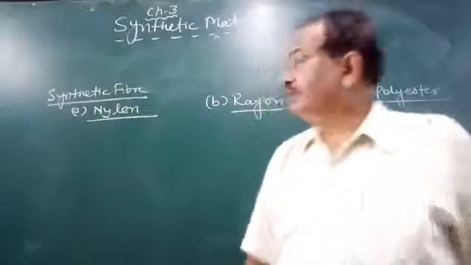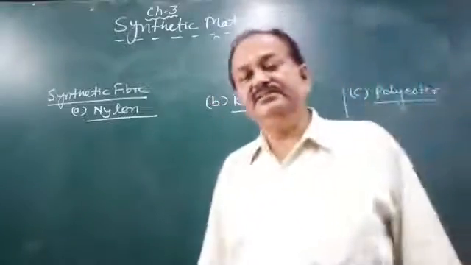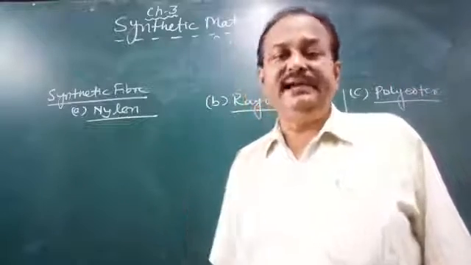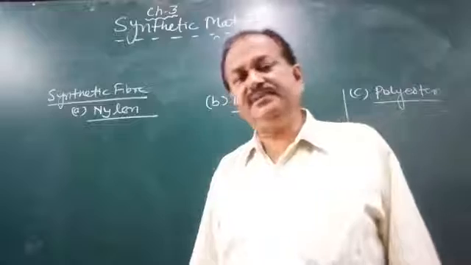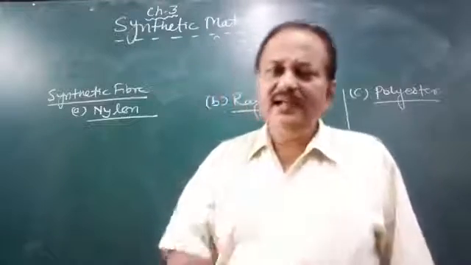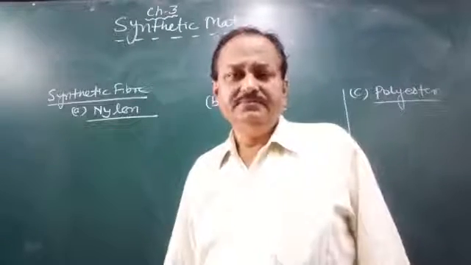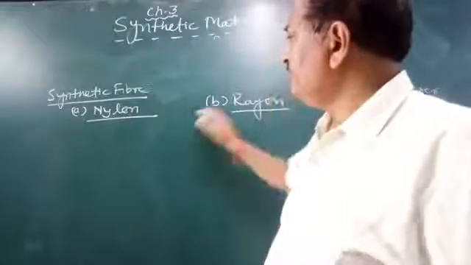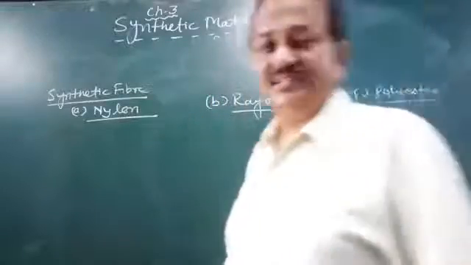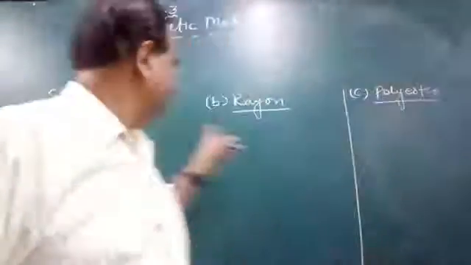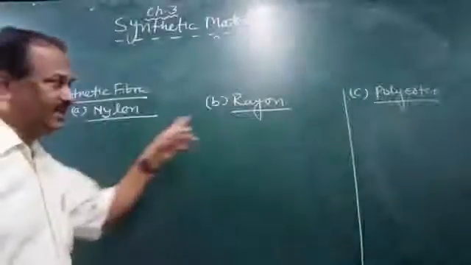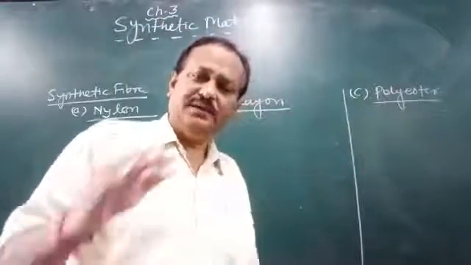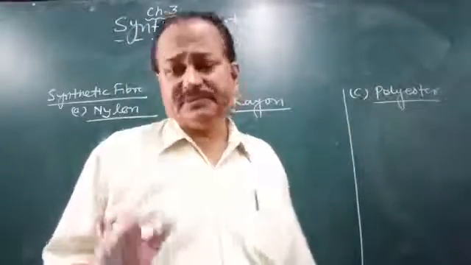Explain about the synthetic fiber. Synthetic fibers, they are man-made. They are prepared by artificial methods. So synthetic fibers, they are in very large number. But here we have to see the three synthetic fibers. First is nylon, second is rayon, third is polyester. I will explain about them.